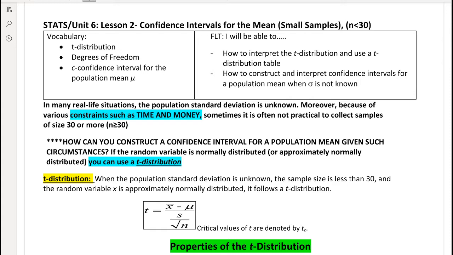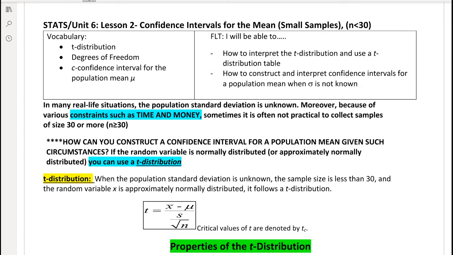So what happens when we get something where we have a sample size that's less than 30? Well, how are we going to construct such a confidence interval when you have such a small sample size, or you don't know the standard deviation of the population? Well, today we're going to go over that, right? We're going to be using this thing called the t-distribution, right?